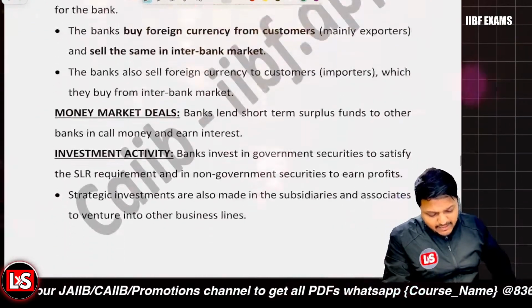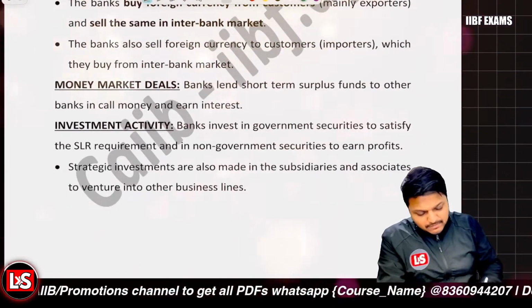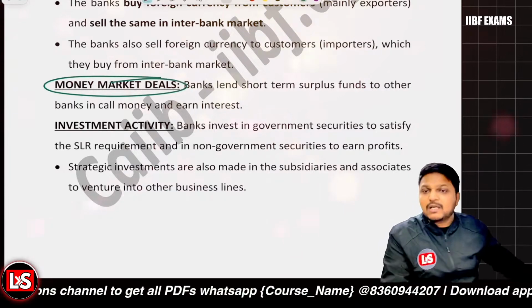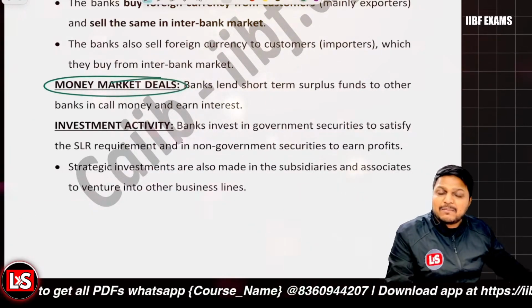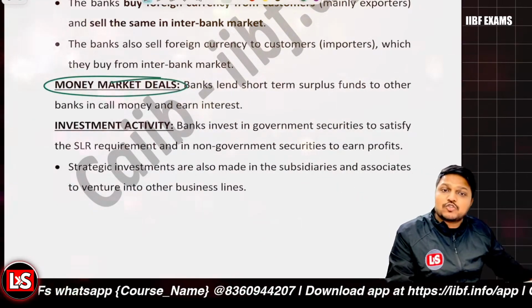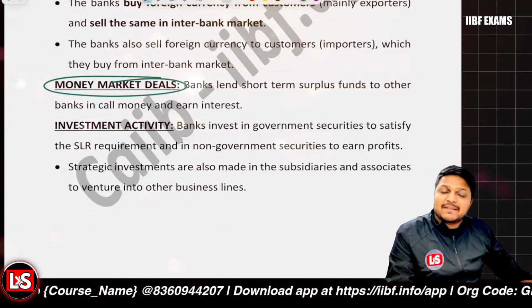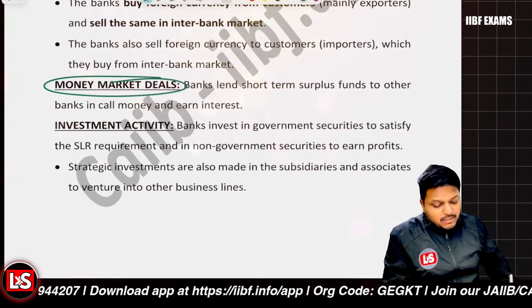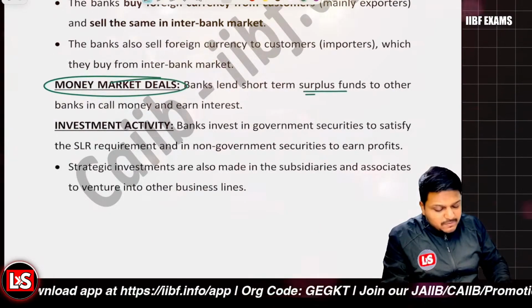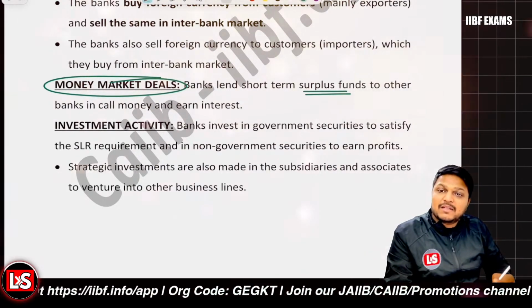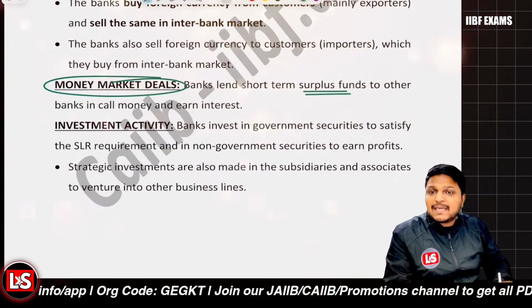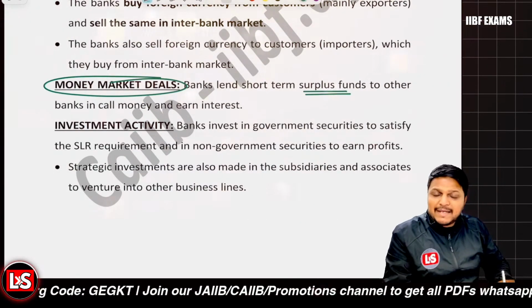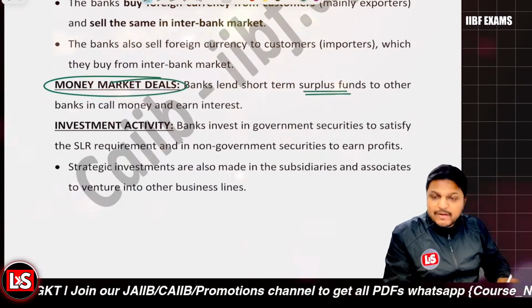The second one is about the money market deals. The bank can use the treasury to manage short-term liquidity by lending the surplus funds. Whatever surplus funds the bank has, it can lend for short-term purposes in the money market and earn interest. Like in the case of call money, the money is lent to other banks on an overnight basis.